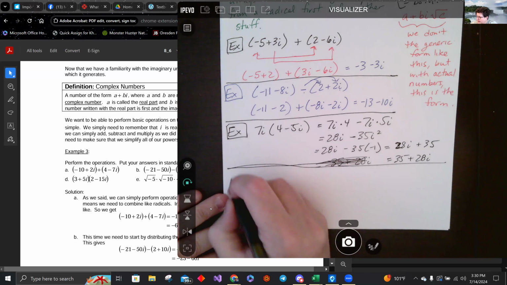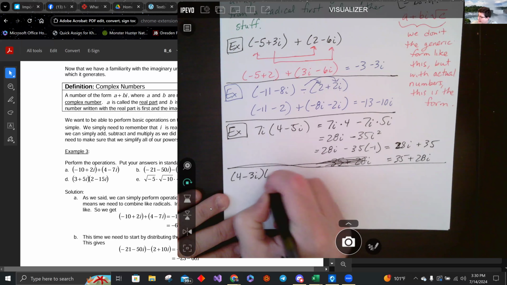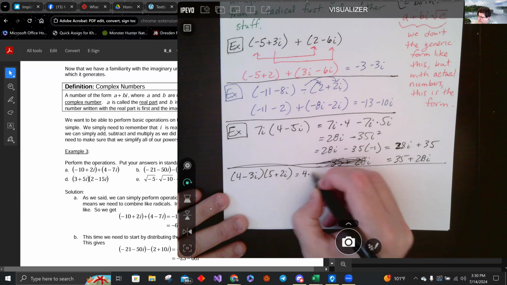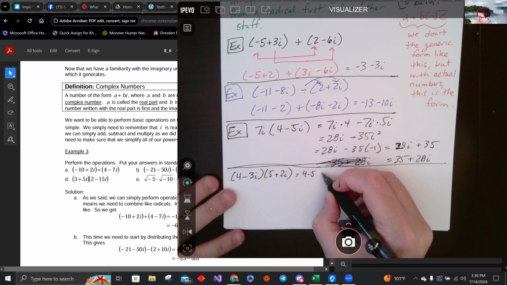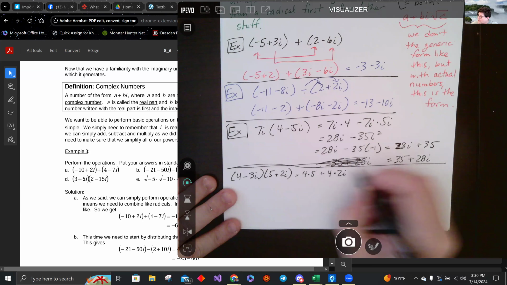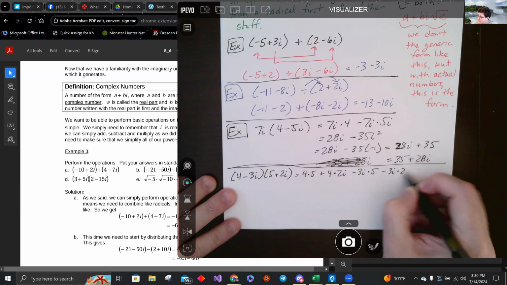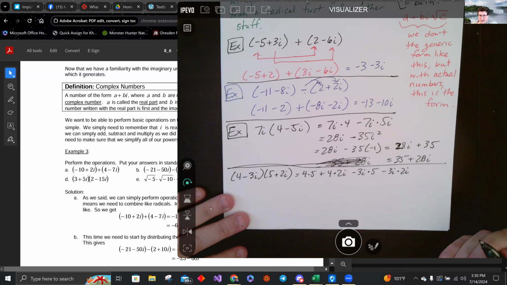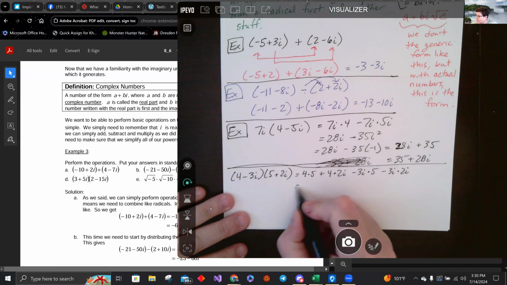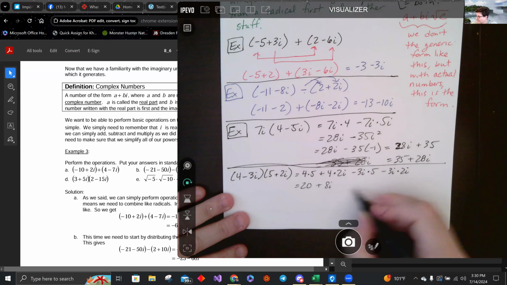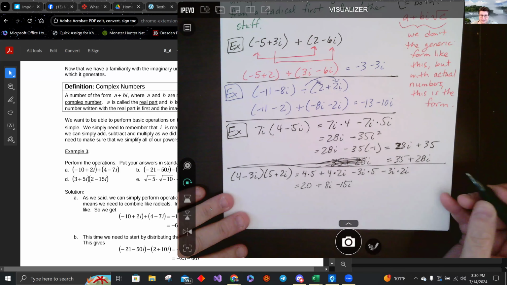Now let's kick it up a little notch. Let's do 4 minus 3i times 5 plus 2i. You want to distribute, and it can't hurt to write out everything you're distributing. It takes a little extra writing, but then you're less likely to mess up. And we don't want to mess up. No one wants to be a mess up or make a mistake. Getting a problem wrong doesn't make you a mess up. It makes it so you messed up.